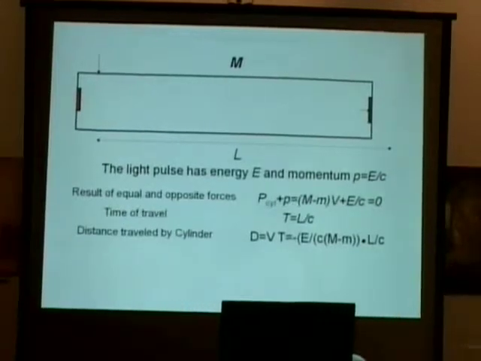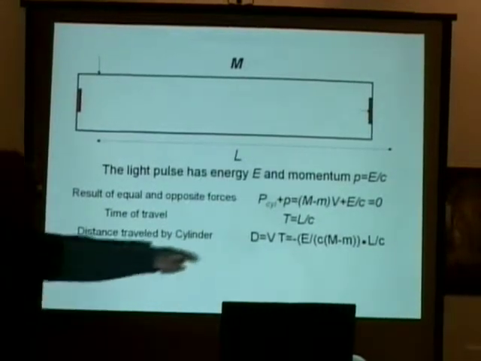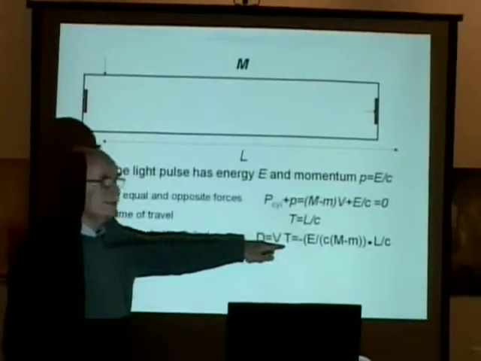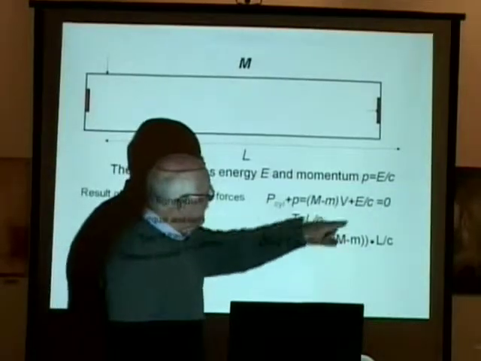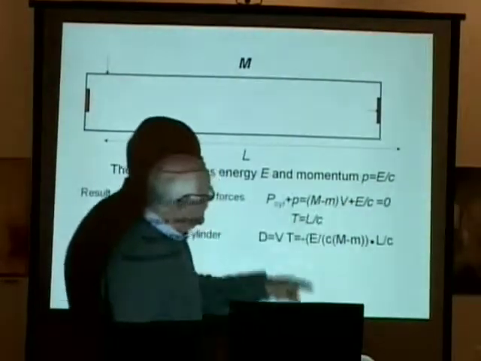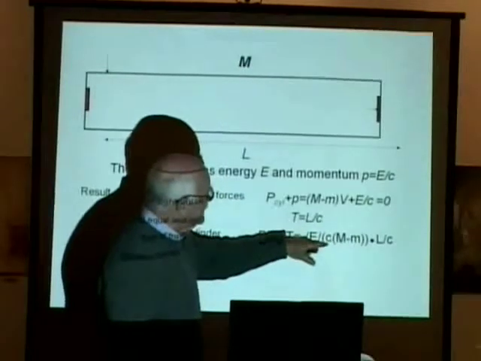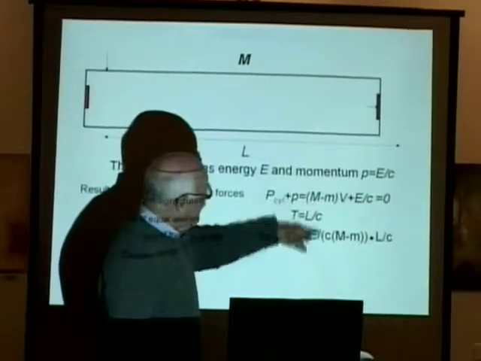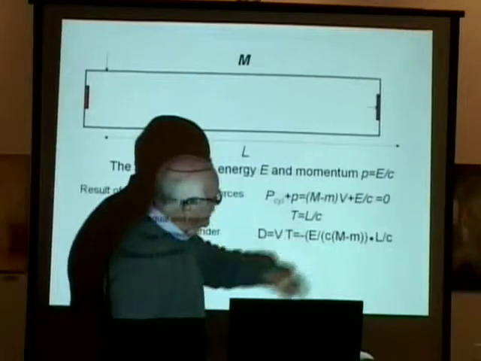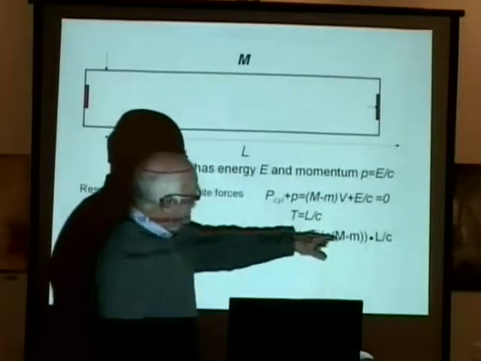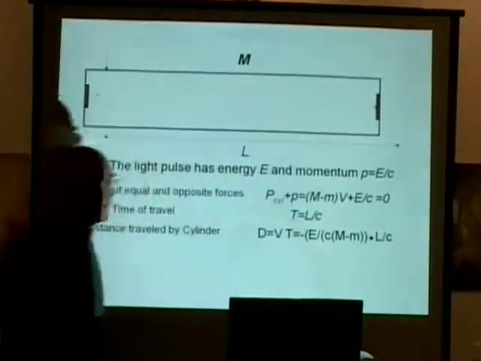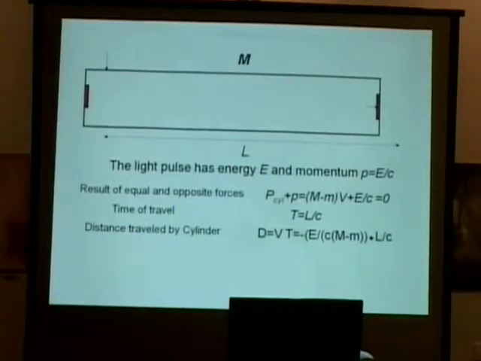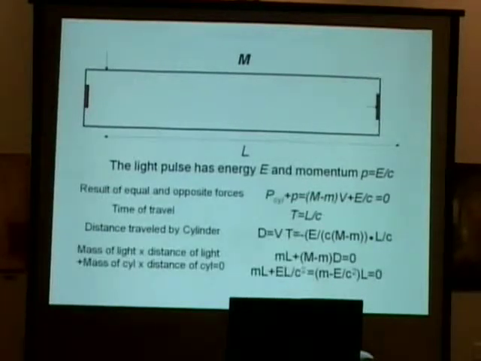So the distance traveled by the cylinder is just the velocity of the cylinder times the time. And the velocity of the cylinder, we move that over to that side, so that gives me minus E over C, and then divide that by the mass of the cylinder minus the mass of the light, and multiply that by L over C, which is the time it took to get down there. Okay, so far, pretty straightforward.